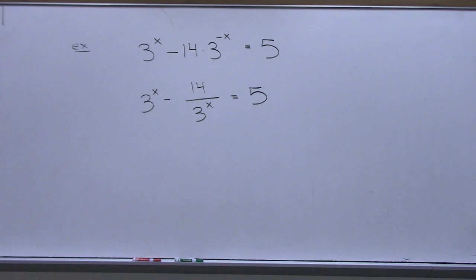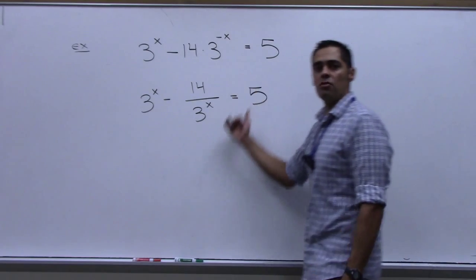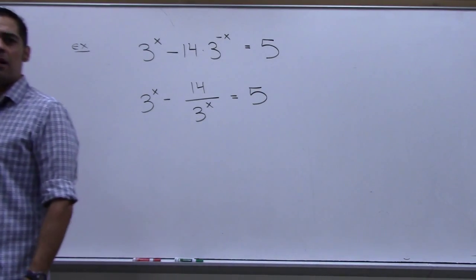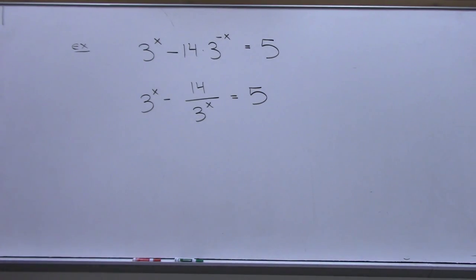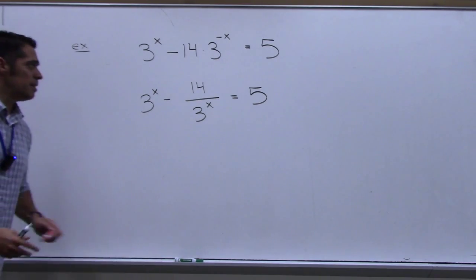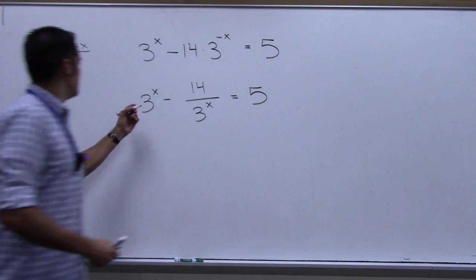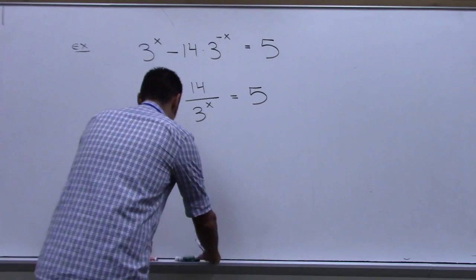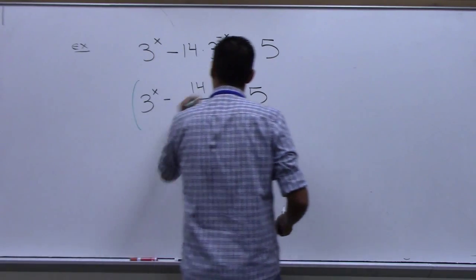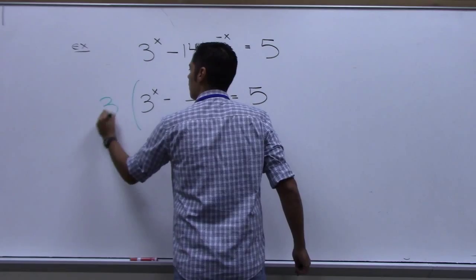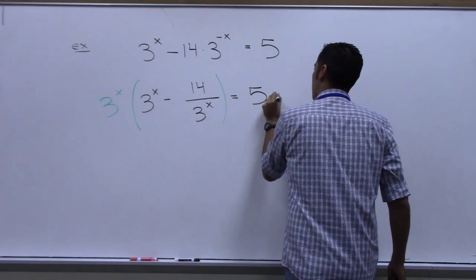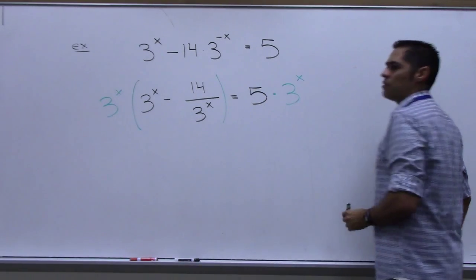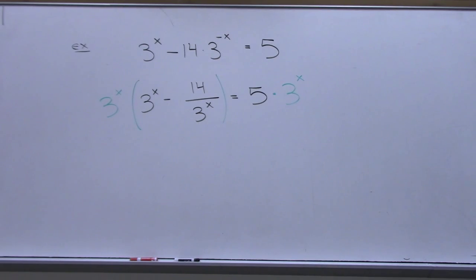3 to the negative x, you have a negative power, you drop it down, right? So that's fair? Now what I'm going to do is I'm going to clear all fractions. So I'm going to multiply both sides of this equation by the LCD. So what's the LCD? 3 to the x, right? So I'm going to multiply the entire left side by 3 to the x, the entire right side by 3 to the x. Not 3x, right? 3 raised to the x.